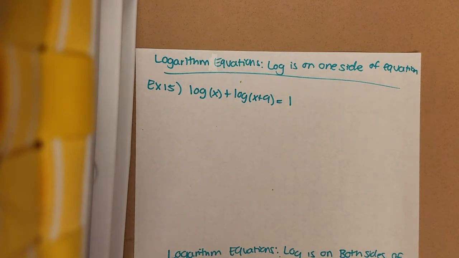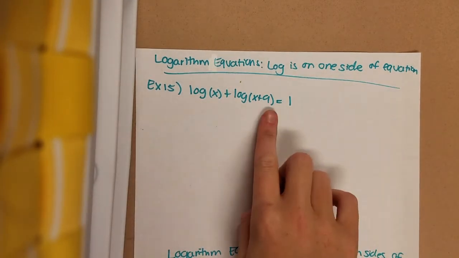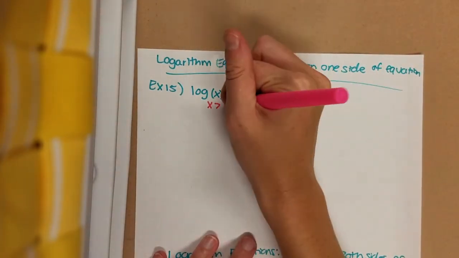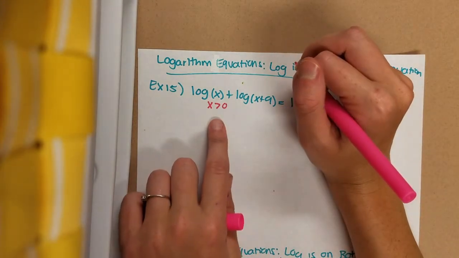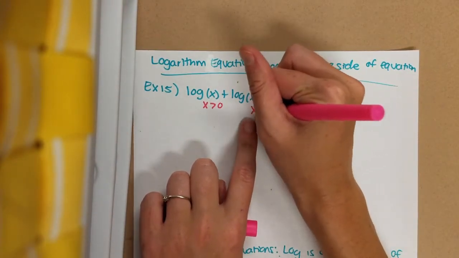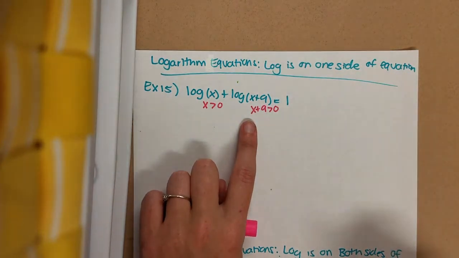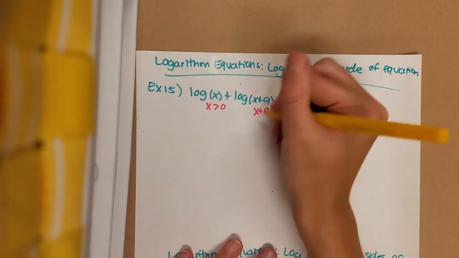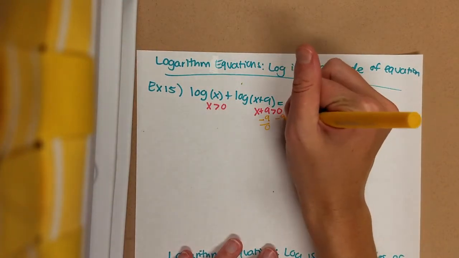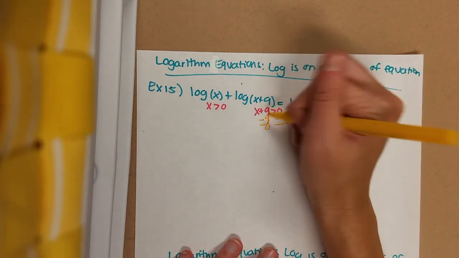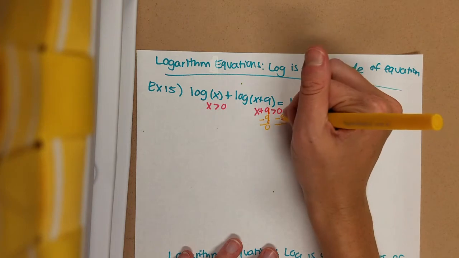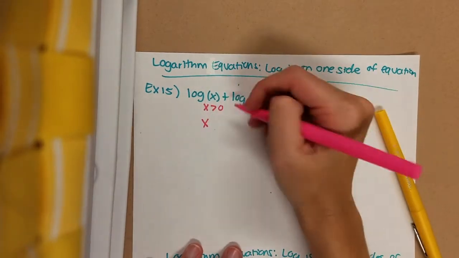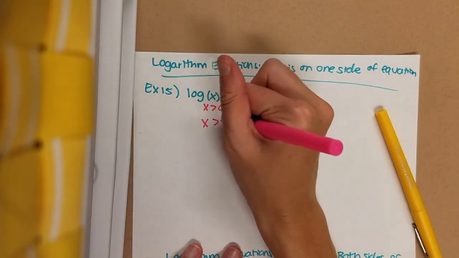So the very first thing when we solve log equations, any logarithm that contains an x on the inside, we must set it greater than 0 and solve. So my first one is x is greater than 0. This one is x plus 9 is greater than 0. To solve for it, I'm going to bring my 9 to the other side. The opposite of 9 is negative 9, so I'm going to subtract 9 on both sides. 9 minus 9 cancels out and turns to 0. 0 minus 9 is negative 9. So my two inequalities are x is greater than 0 and x is greater than negative 9.